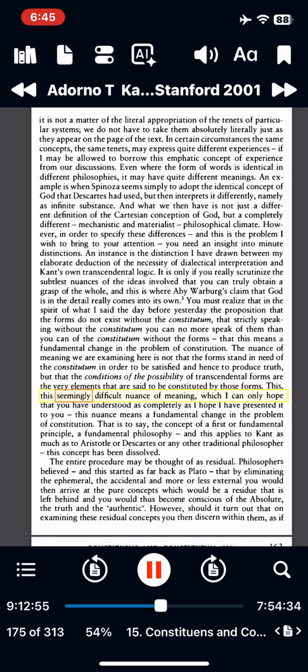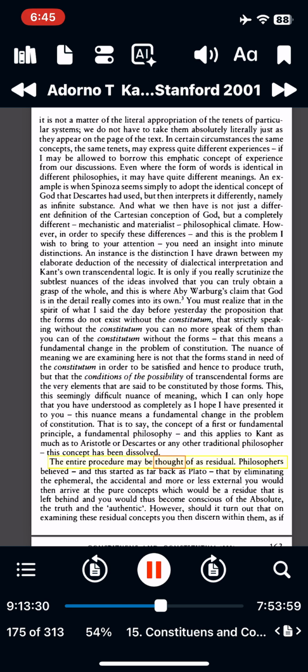This seemingly difficult nuance of meaning, which I can only hope that you have understood as completely as I hope I have presented it to you, means a fundamental change in the problem of constitution. That is to say, the concept of a first or fundamental principle, a fundamental philosophy, and this applies to Kant as much as to Aristotle or Descartes or any other traditional philosopher, has been dissolved.